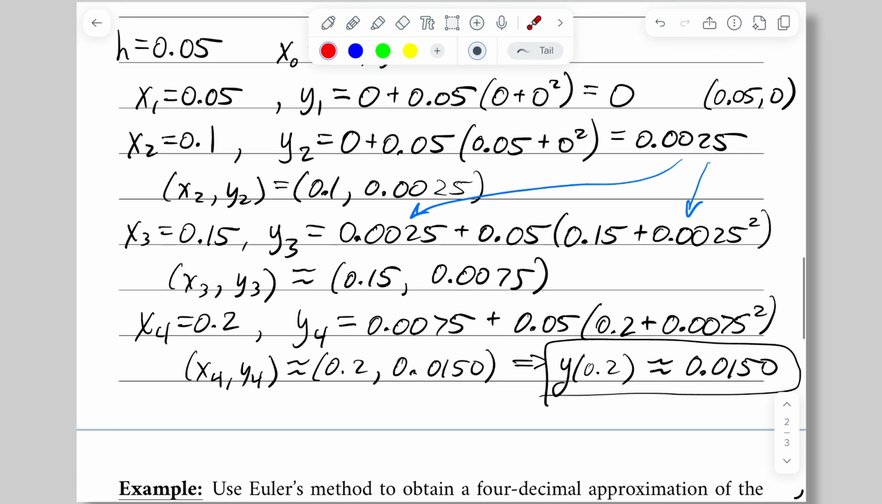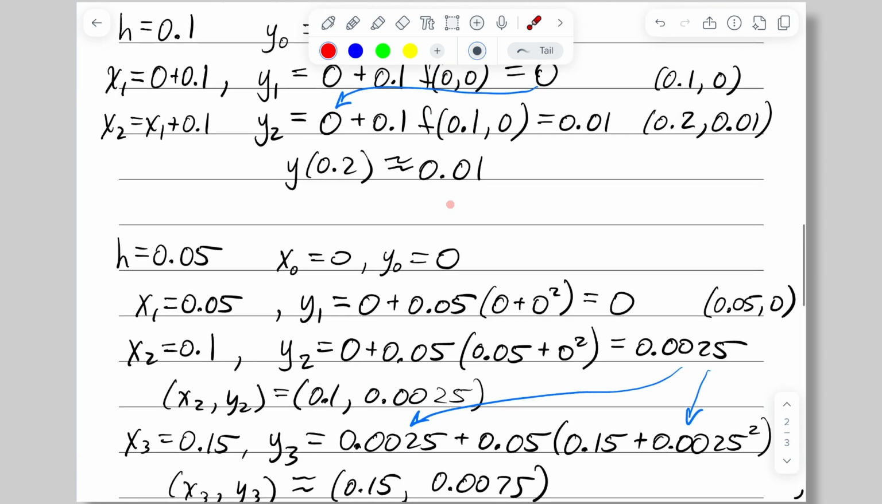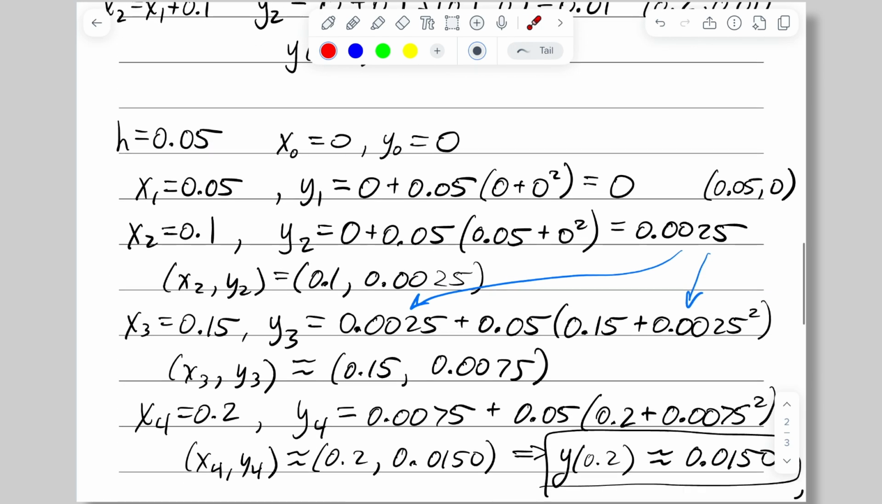Notice that 0.0150 is close but not exactly the same as 0.01. When we have a smaller step size, our approximations will tend to be more accurate.